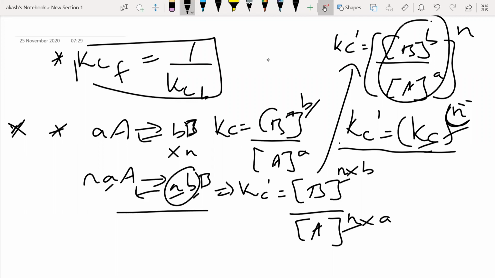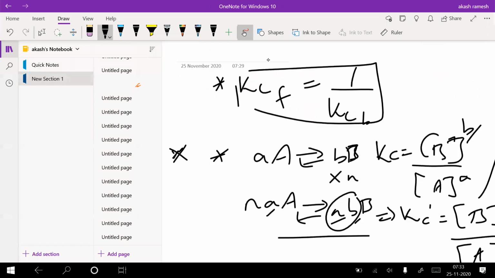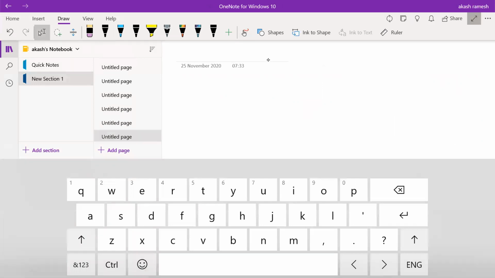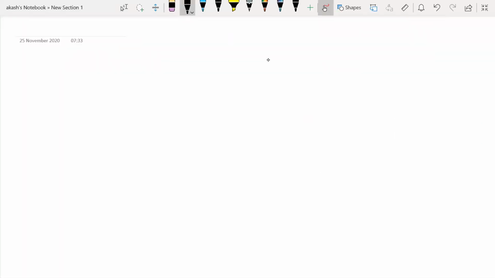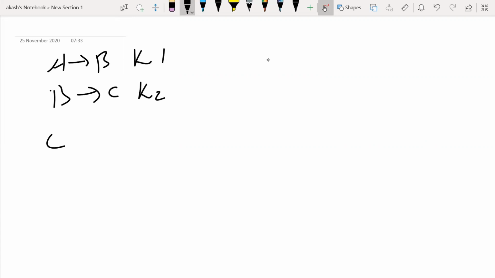Okay, now the third and final operation which you can do. Say I have a reaction like this. A gives B, say B gives C. Say this is K1, this is K2. Say now I want to know C. Okay, wait.